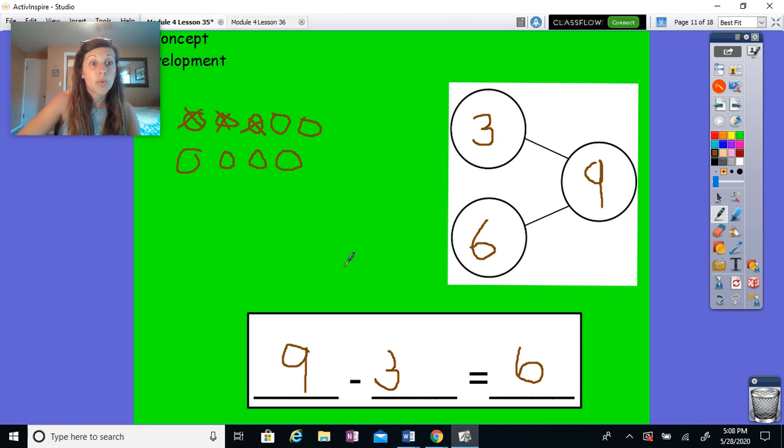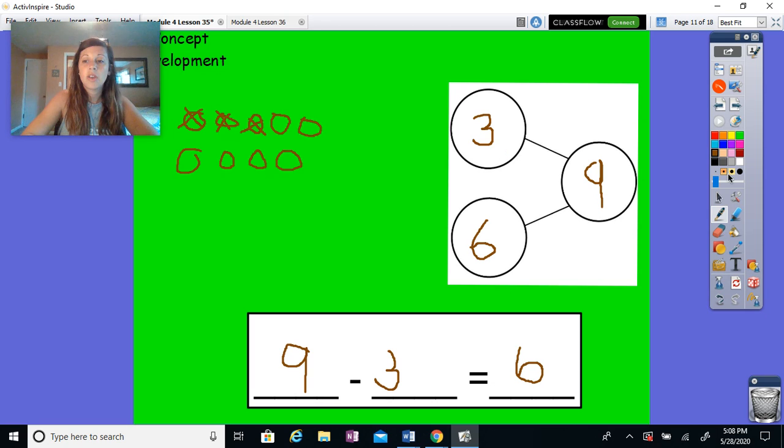Excellent. So let's read our number sentence. 9 minus 3 equals 6. Good. So one way to break apart 9 is 3 and 6. 3 and 6 makes 9.